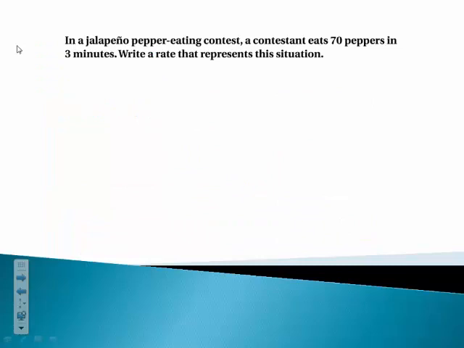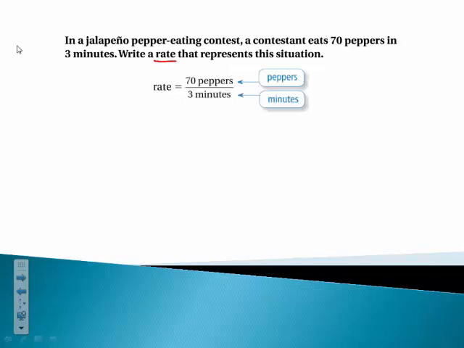So the first example we're going to do here is, in a jalapeno pepper eating contest, a contestant eats 70 peppers in 3 minutes. Write a rate that represents this situation. So keep in mind it does not say unit rate, so we don't need to get the bottom to be 1. So when you set it up, it's kind of in that order. 70 peppers in 3 minutes. So the fraction bar in this case would be the word in. So 70 peppers in 3 minutes.